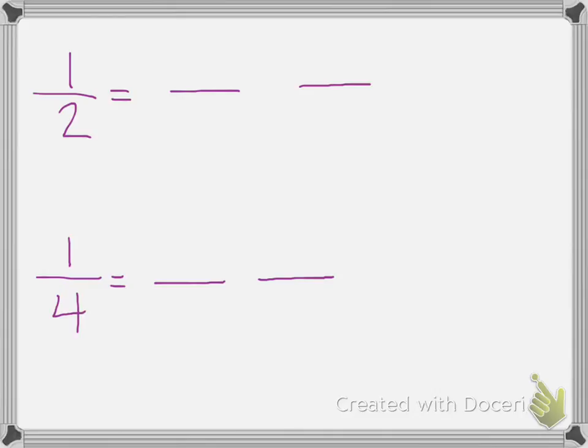Number 4 says write 2 fractions equivalent to 1/2. So to find equivalent fractions, we just need to multiply the denominator and the numerator by the same number. So if I multiply 1 by 2, it's 2, and 2 by 2 is 4. So 2/4 is an equivalent fraction. If I want to multiply them both by 3, 1 times 3 is 3, 2 times 3 is 6, 3/6 is also an equivalent fraction.